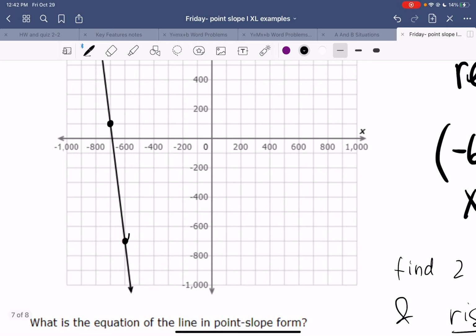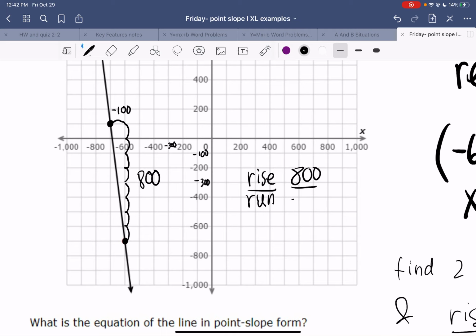So I'm going to go up 1, 2, 3, 4, 5, 6, 7, 8. So I went up 8 spaces, but if I notice my intervals, my interval is counting by 100. So this is actually an 800. And then I'm going to go 1 space to the left, so it's a -1. But if we notice the interval on the x-axis is also going by 100s. So we have a rise of 800 and a run of -100.